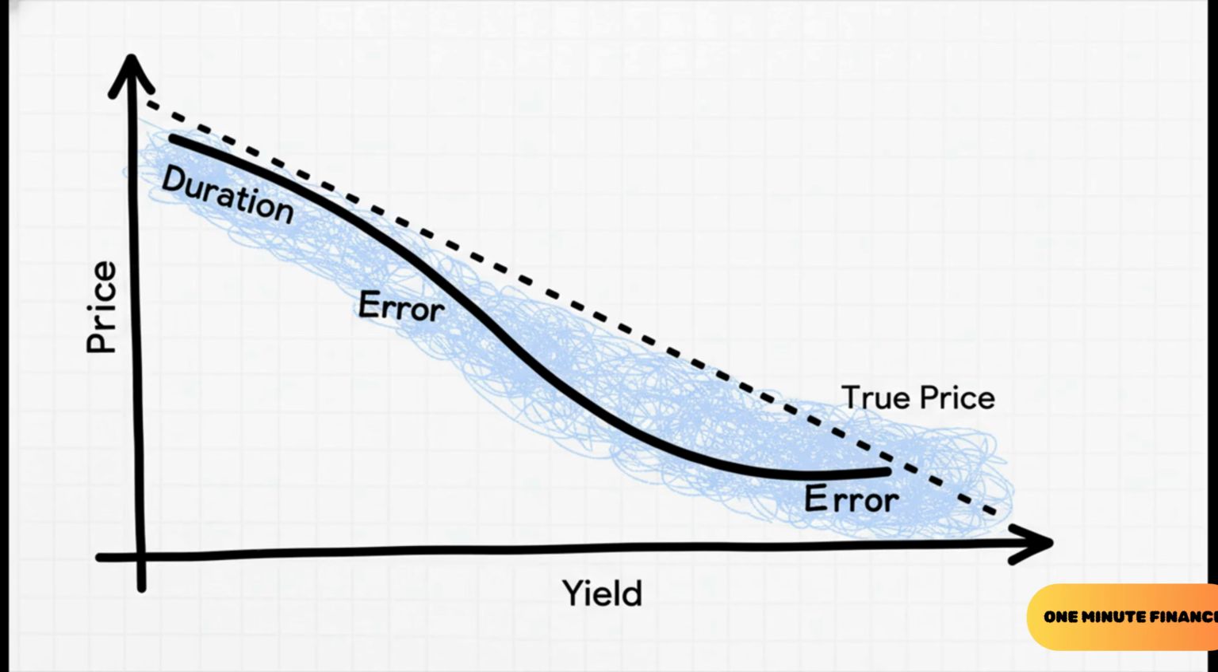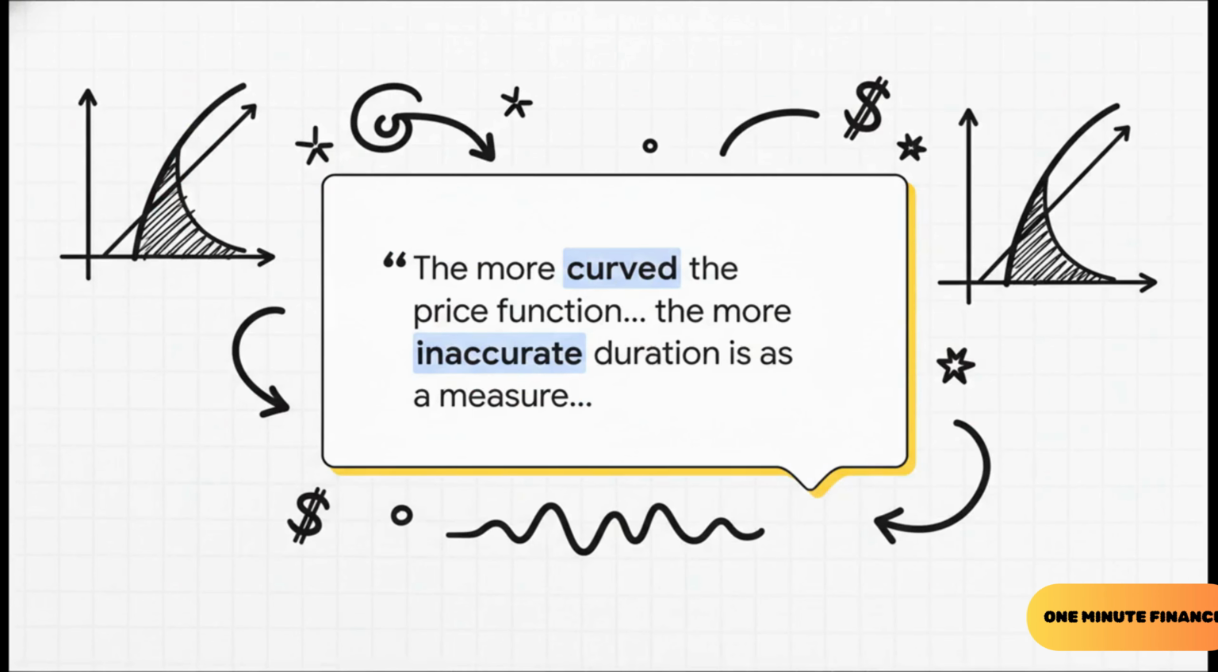Now, for tiny little changes in interest rates, yeah, the straight line is a pretty good guess. But the further rates move from where they started, the more that straight line prediction starts to drift away from the actual, curved reality of the bond's price. And this quote from our source material just hits the nail on the head. The very thing that duration ignores, that curvature, is exactly what determines how accurate it is. And this gap, this growing space between the straight line guess and the curved reality, is where our next big idea comes into play.